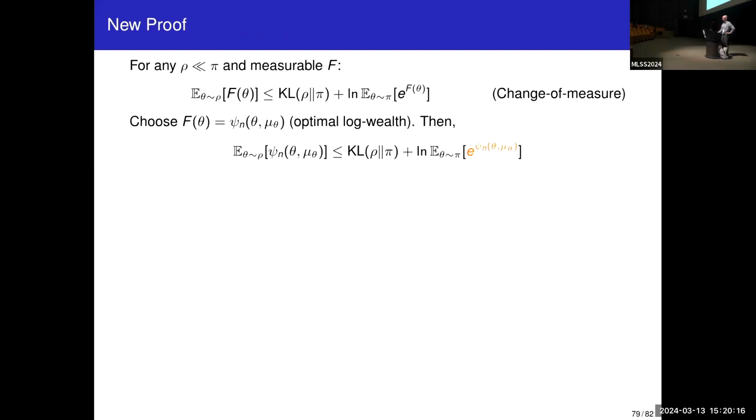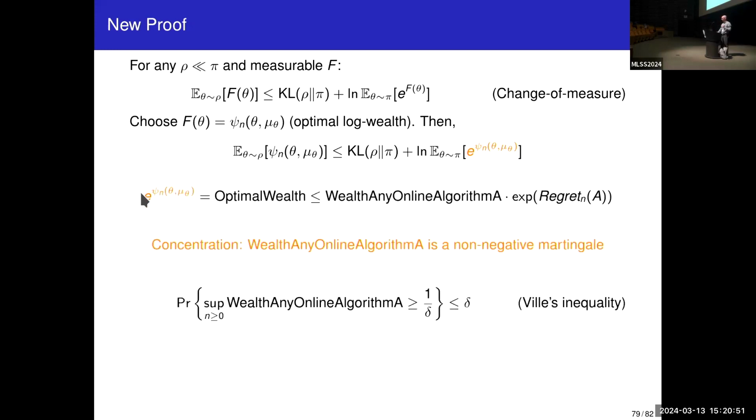Okay. And so now let's use this thing. Again, change of measure. But instead of using it on any function, or on the difference between empirical and true risk, we use it on this optimal log wealth. This is a function, I can still use it. And so by change of measure, we have the expectation of this with respect to rho is less than KL divergence plus logarithm of the expectation of e to the optimal log wealth. So e to log wealth becomes wealth. And so e to optimal log wealth is optimal wealth.